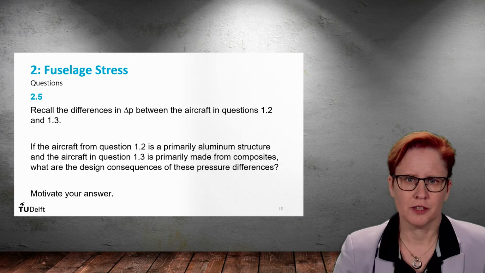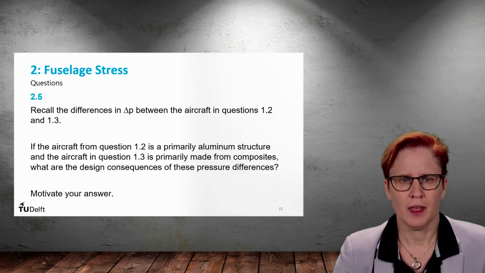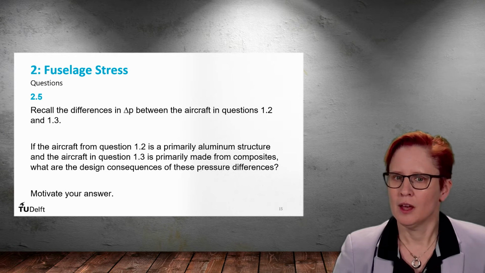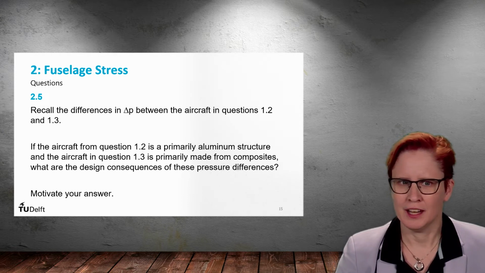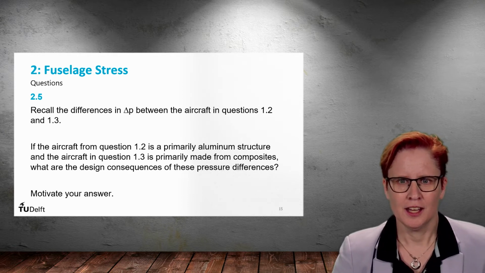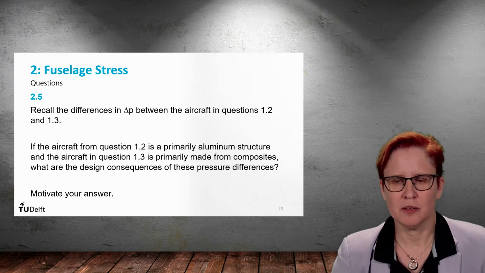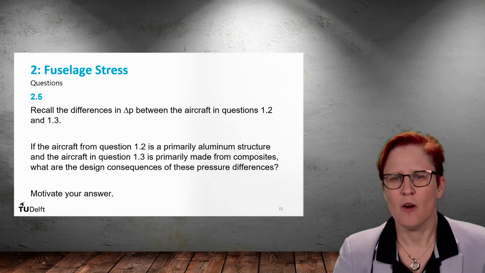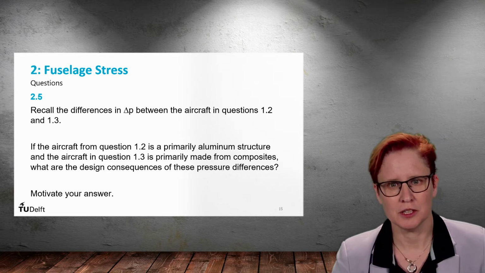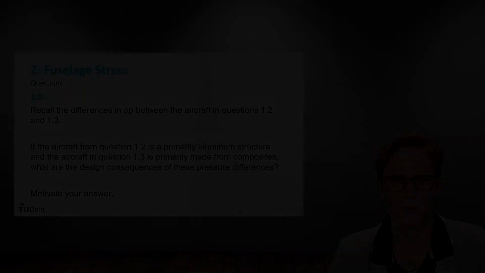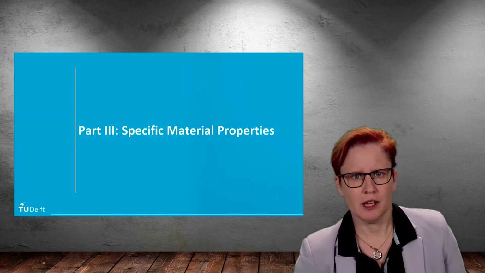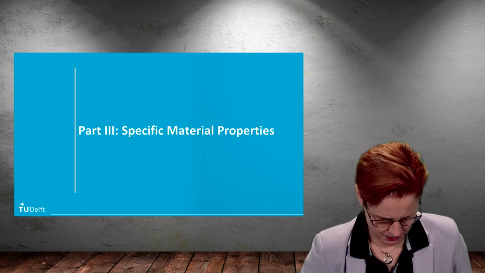Then the last question in the fuselage stress section, if you look at the pressure differences that you had in the 2 aircraft in questions 1.2 and 1.3, and you assume that one is made of aluminum and the other one's made of composite, what does that mean for your design? And don't just give me what you think it means, also explain to me why you think it means that. What are your motivations in that?